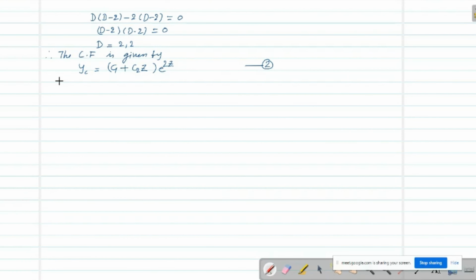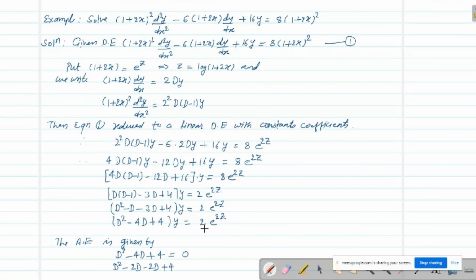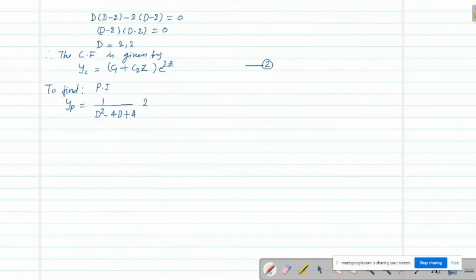Now our job is to find the particular integral, PI. For this we write yp equal to 1 upon d square minus 4d plus 4. Now the right hand side, what is the right hand side? Your right hand side is 2 times e raised to 2z.